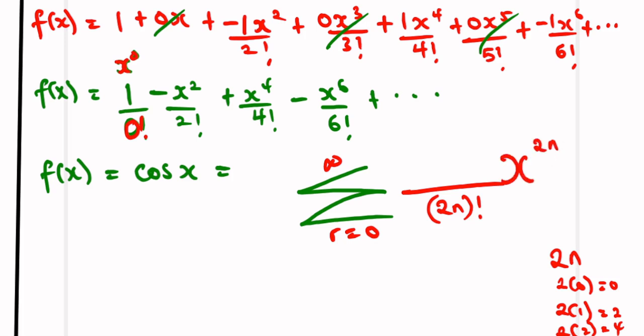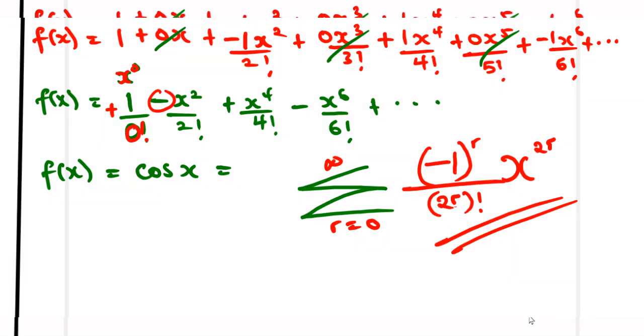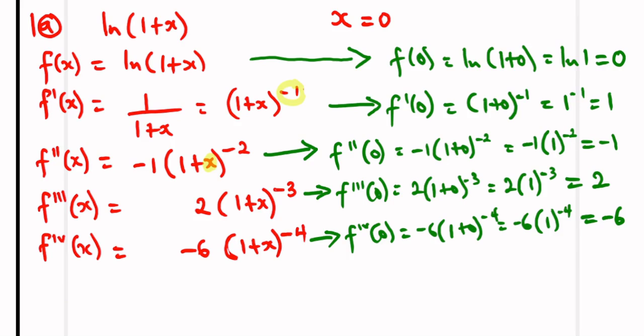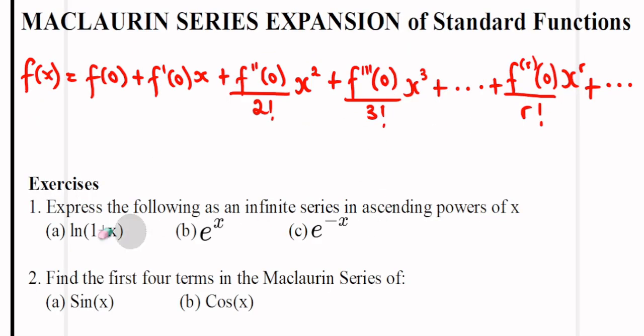So this is for the numerator. The powers of x are even. Now the sign is also alternating, plus minus plus minus plus minus. So here we have minus 1 to the power n. So far, we've been able to answer the 5 questions given to us here. For question 1, we have 3 functions. For question 2, we have 2 functions. This gives us 5 questions, or 5 functions.